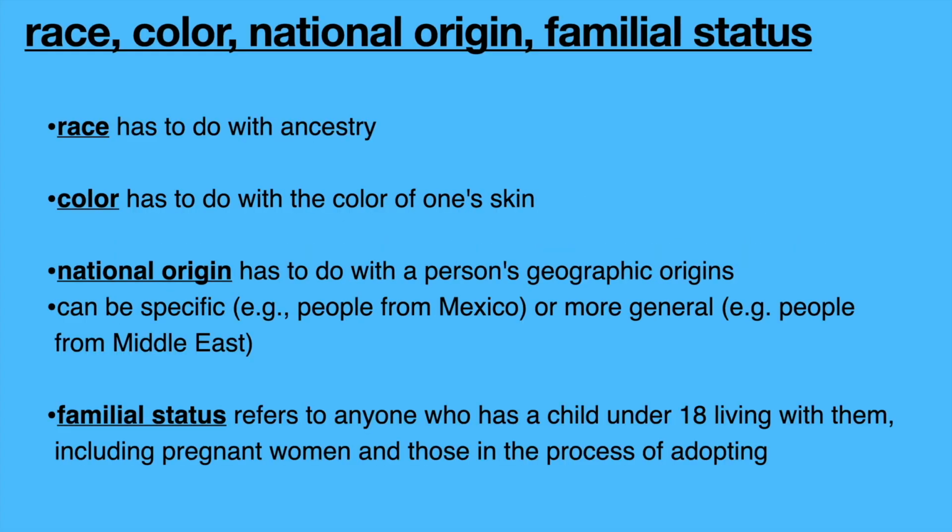Race and color are 2 protected classes, but they are different in meaning. Race has to do with ancestry, color has to do with the color of one's skin. National origin is a protected class that has to do with a person's geographic origins. National origin can be specific, for example, people from Mexico, or more general, for example, people from the Middle East.